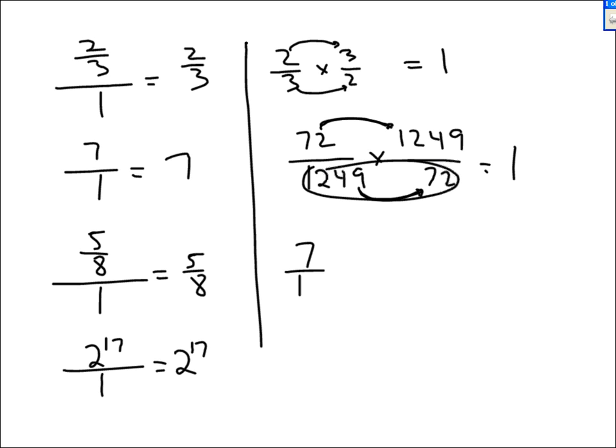Take 7 over 13, and you multiply by the reciprocal, you're going to get 1. Because whatever 7 times 13 is, I think it's 91, the bottom is going to be the same. 91 over 91 is 1. Don't bother doing the 7 times 13.